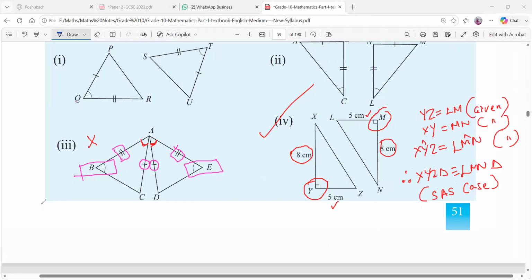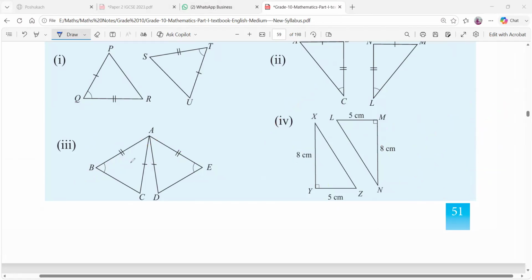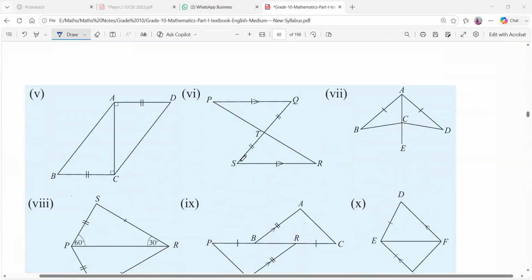Please watch this recording again. When I give it, please watch that recording. Quickly tell whether these three are congruent or not according to the SAS case. What can you say? Quickly say.